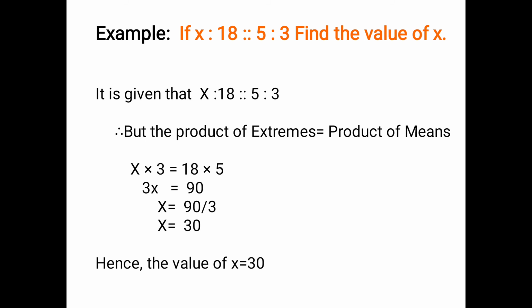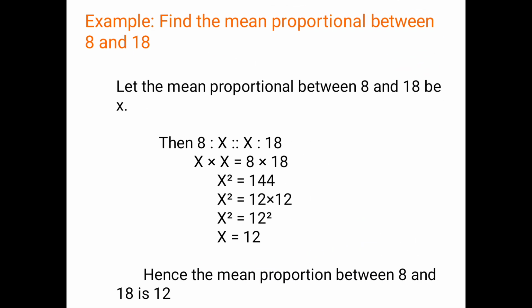The product of extremes is equal to product of means. So we multiply the first number and the last number. So x into 3 is equal to 18 into 5. x into 3 is 3x, equal to 18 into 5, which is 90. So to find the x value, 90 by 3 is 30. So we found the x value, that is x is equal to 30. That's it.